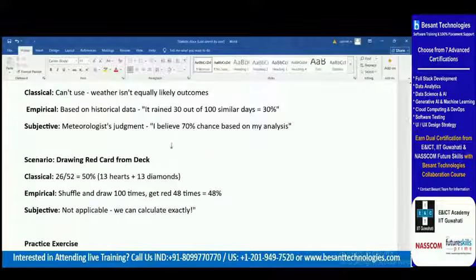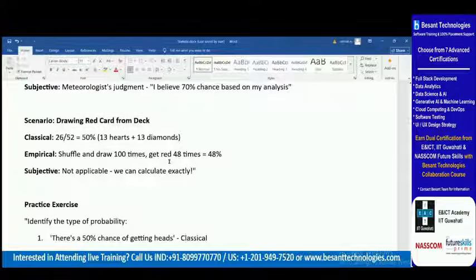I've taken one more scenario: drawing a red card from the deck. In the classical approach, a deck has 52 cards in total, and the red cards number 26. So 26 divided by 52 equals a 50% chance. In the empirical approach, consider you shuffle and draw 100 times and get a red card 48 times, which is 48%.